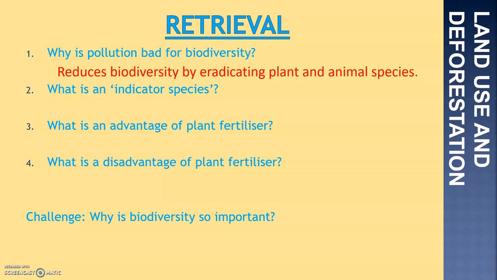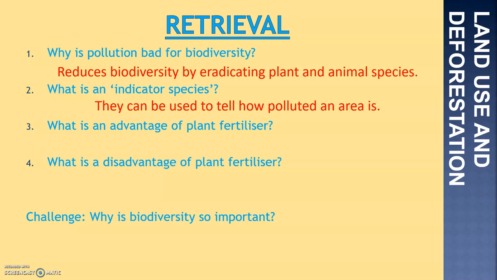Brilliant. The second question asks, what is an indicator species? These are species that can help us tell how polluted an area is. I remember in the last 2 lessons I spoke to you about my area of university where we found some fungi, and that helps us determine whether that area is polluted or less polluted. So indicator species are species that tell us how polluted an area is.